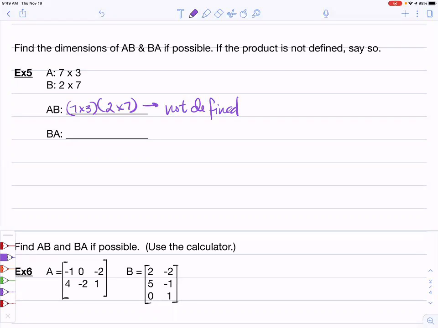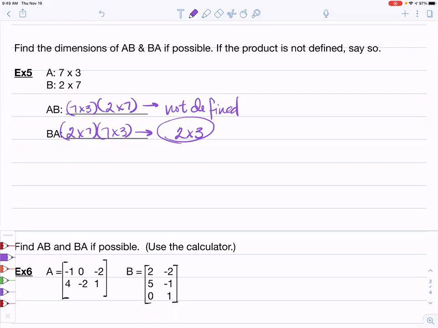All right, B times A is going to be a 2 by 7 times a 7 by 3. Possible or not possible? Okay, it will work, and the directions say to find the dimensions of B times A. So what are the dimensions of B times A? It's going to be a 2 by 3 matrix, because my outer numbers there are 2 by 3.